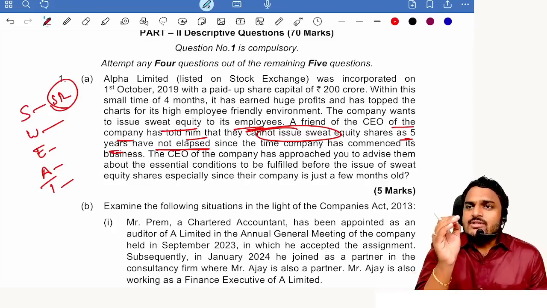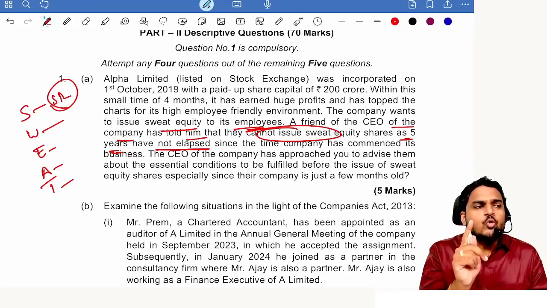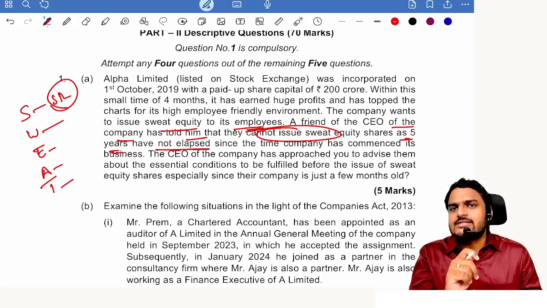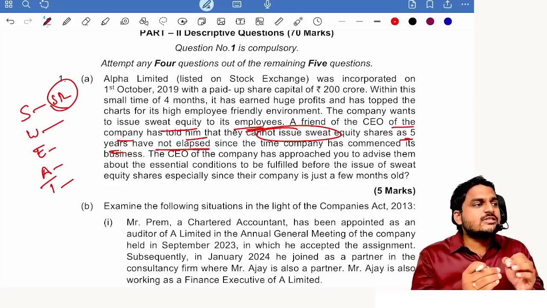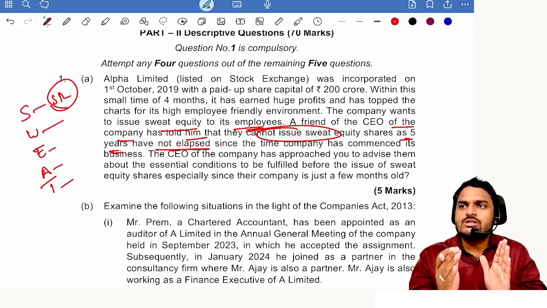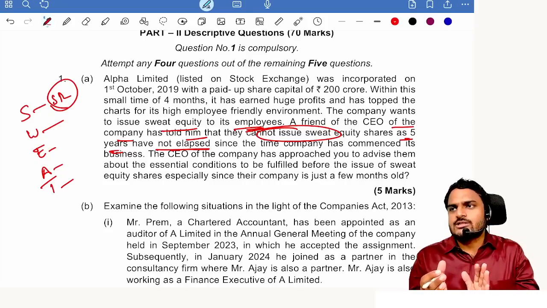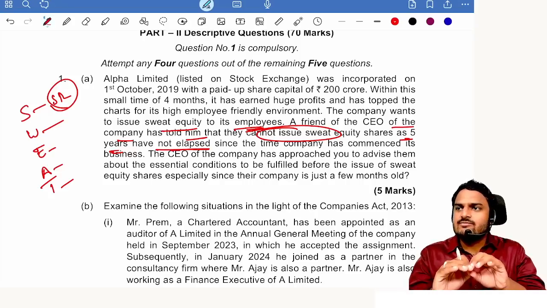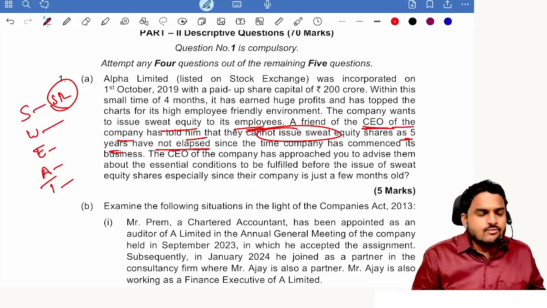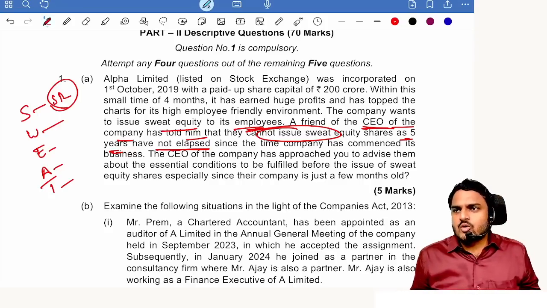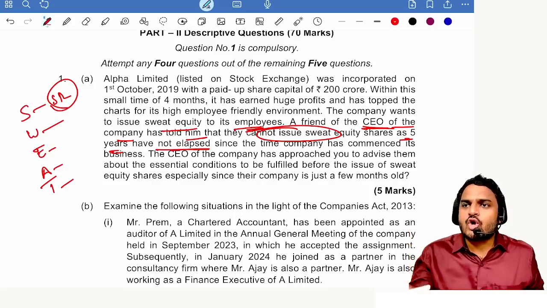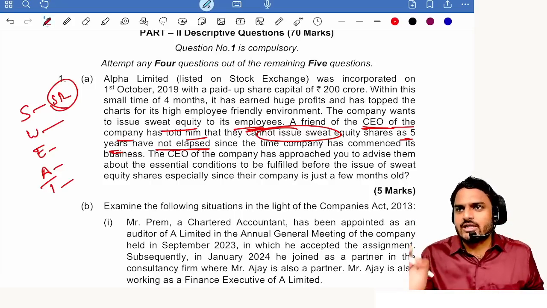Now, I told you one point clearly. When the original Act was enacted, up to 1 year of incorporation, a company was prohibited from issuing sweat equity shares. But this was creating a burden for startup companies. They should wait for 1 year. They were prohibited from issuing sweat equity shares up to 1 year of incorporation. That's why, by amendment, that 1 year condition was eliminated. So now tell me, do you think the CEO's friend gave correct advice? No. So he can allot shares even on day 1 of incorporation under sweat equity.